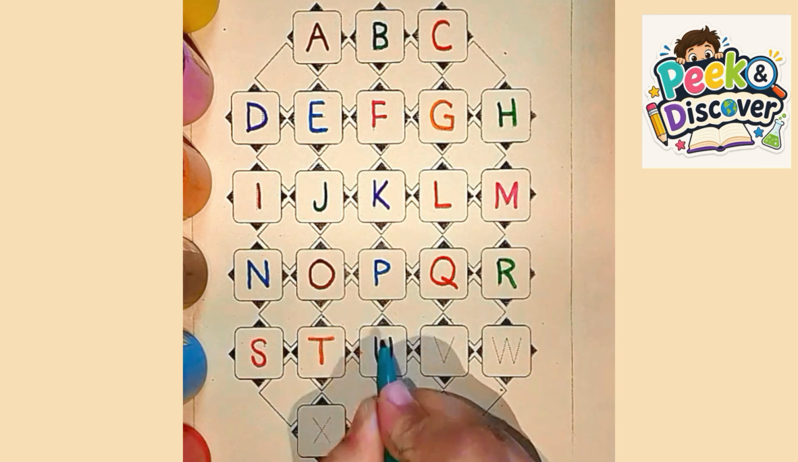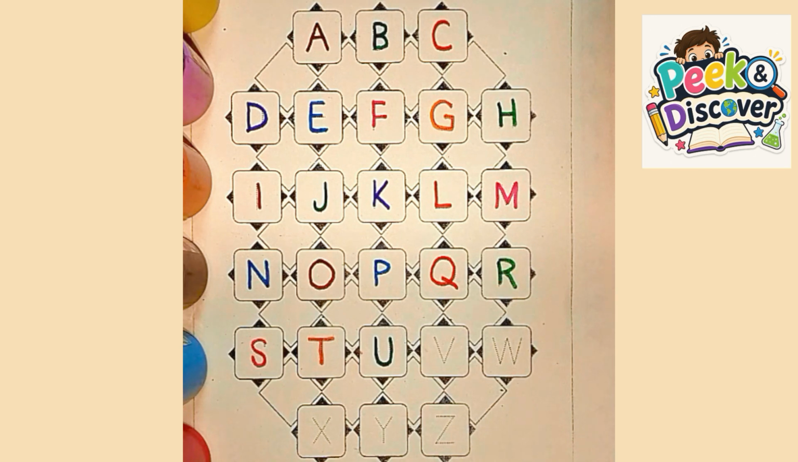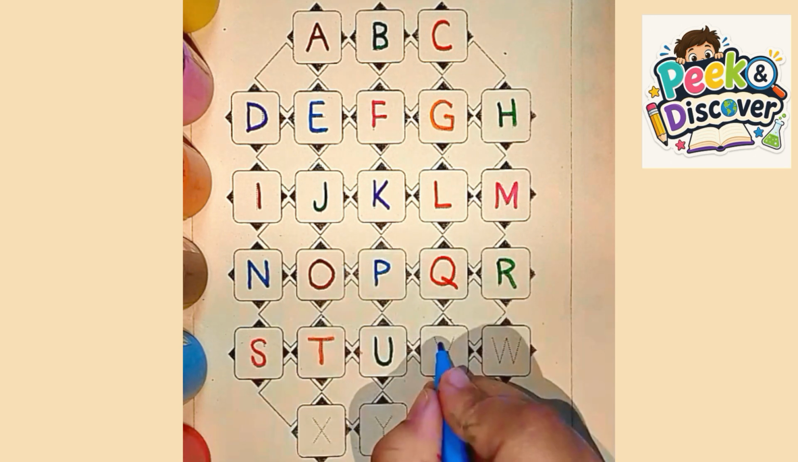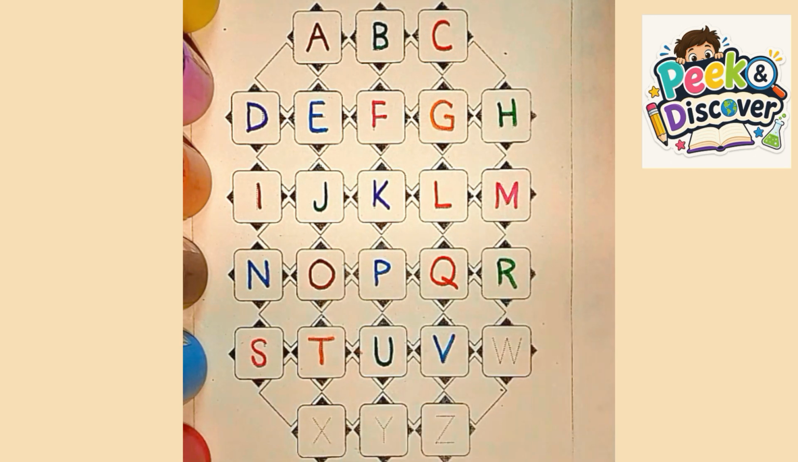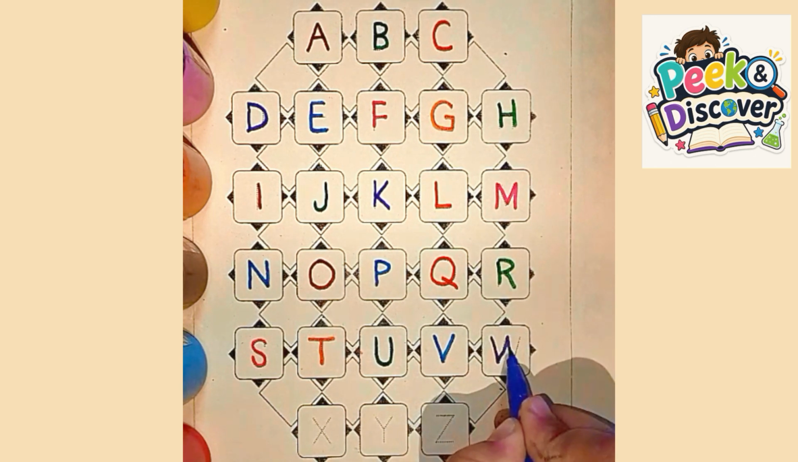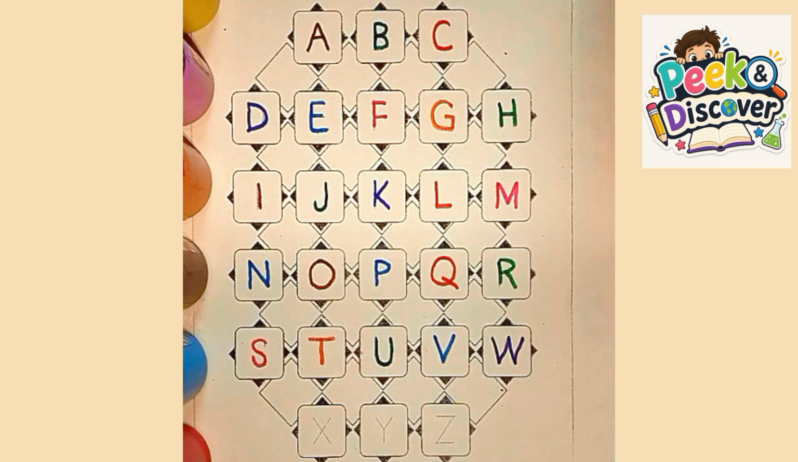U. U is for umbrella. V. V is for van. W. W is for window. X. X is for X-ray.